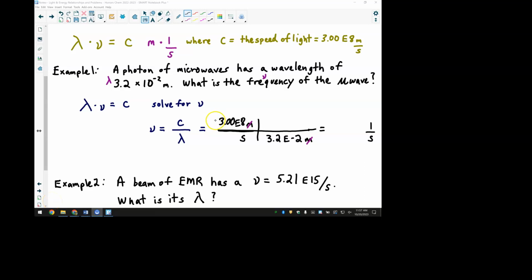So I take the speed of light and I divide it by 3.2 times 10 to the negative second, and I get a very, very large number. I'm going to write it down here: 9375 and then 6 zeros, right? 1, 2, 3, 4, 5, 6, 7, 8, 9. So the answer would be 9.375 times 10 to the 9th per second. Okay, you can just say per second.